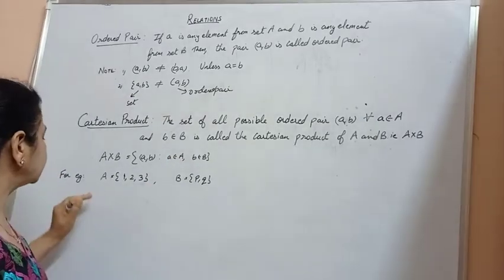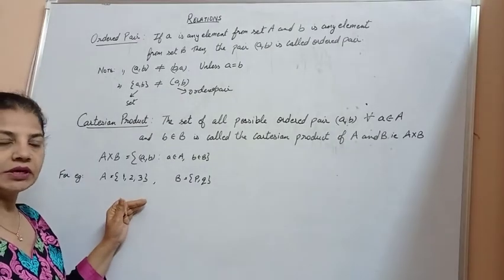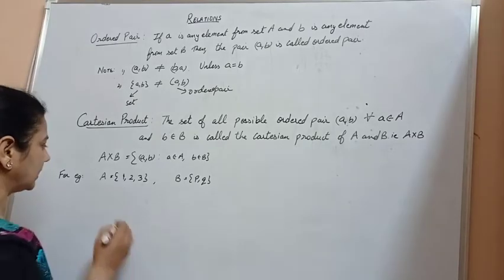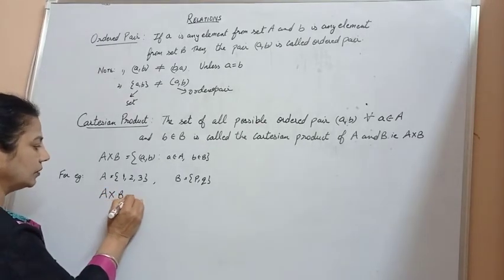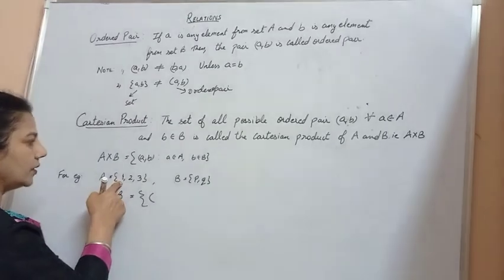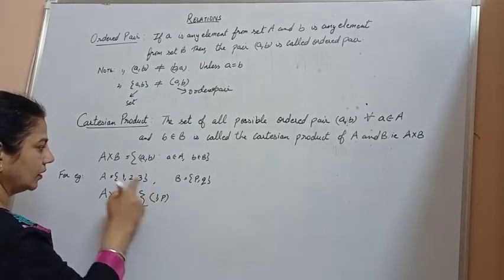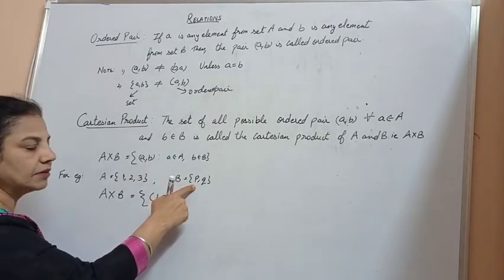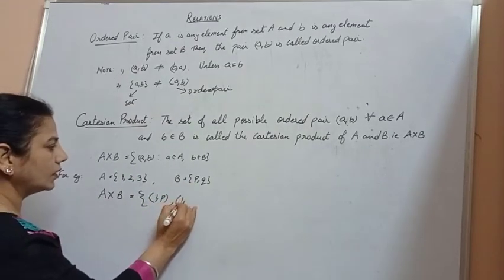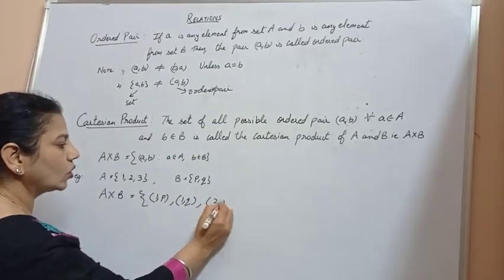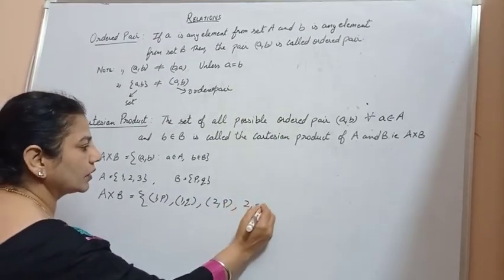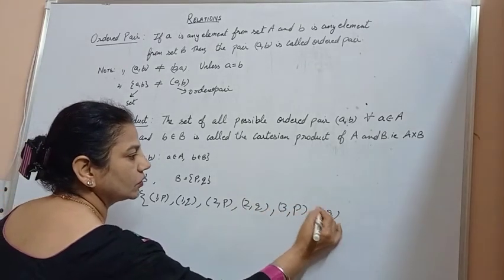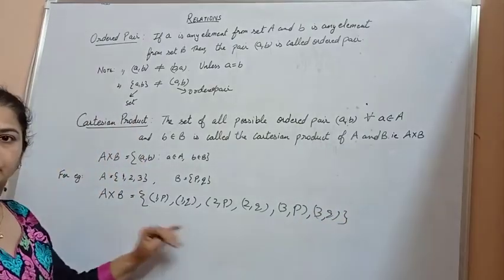For example, say set A has elements 1, 2, 3 and set B has elements p, q. Then the ordered pairs of A cross B are given as (1, p), where the first element is from set A and the second element is from set B, (1, q), (2, p), (2, q), (3, p), and (3, q). This is A cross B.